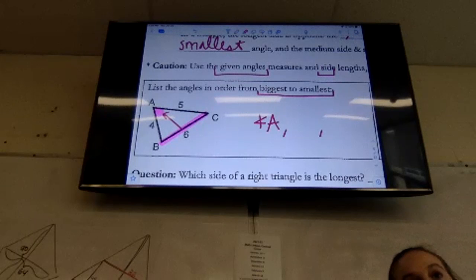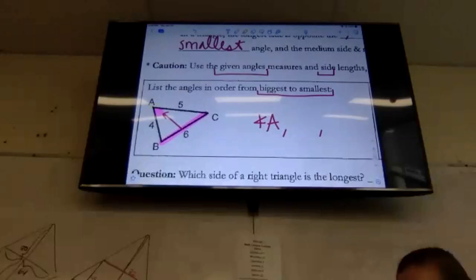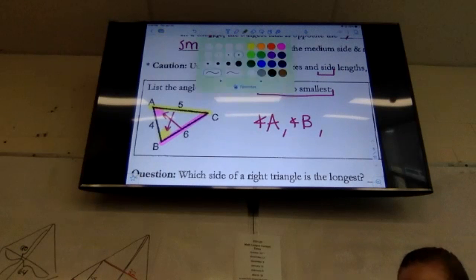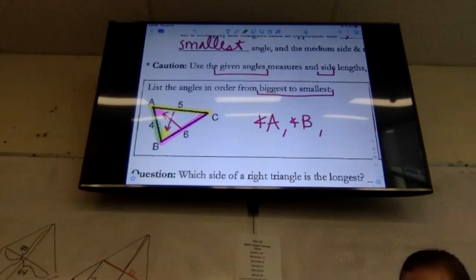All right. So because the directions said biggest, I'm going to start with biggest. If the directions say smallest, we'll start with smallest. The next biggest, the medium one, is the 5, AC. So the angle across from AC is angle B. So angle B is my second angle. And then the last side is the smallest side because its measurement is 4. AB, that means its smallest angle is angle C. That's all it is. All we're doing is listing.